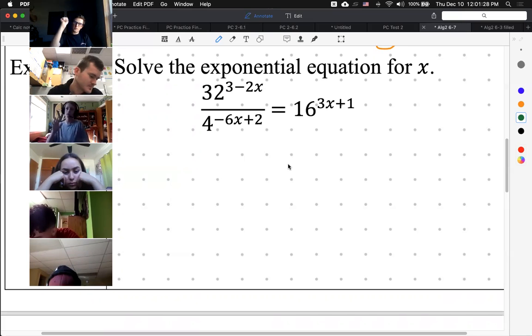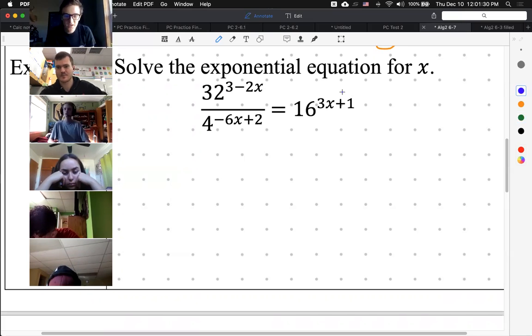Okay, Wyatt, go for it. So you would have been able to use the common base of 4 if it wasn't for 32. So we're going to have to use the common base of 2.